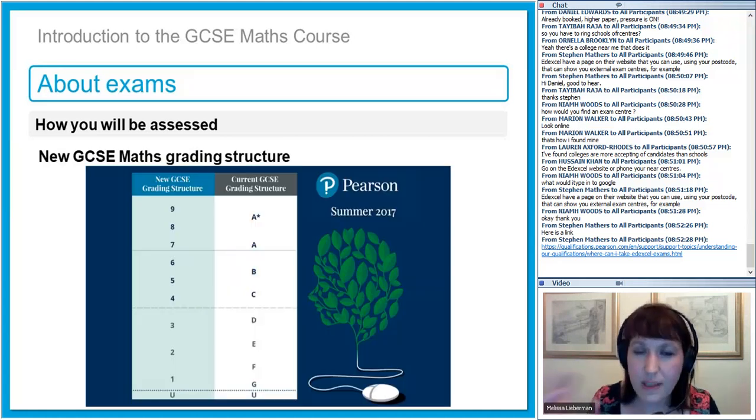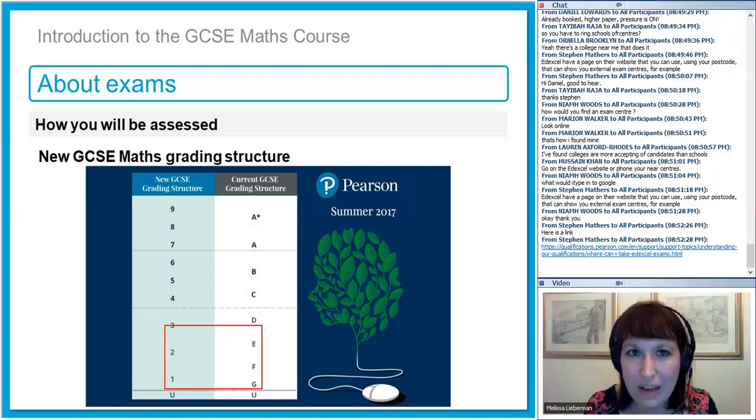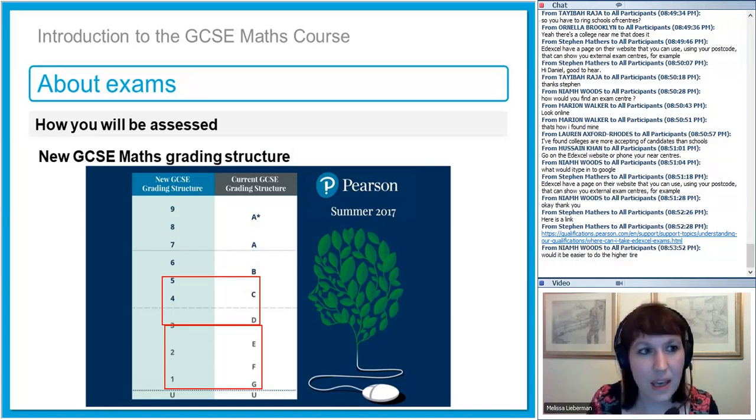So this is the new grading scale, if you've not seen it before. If you were doing the foundation tier paper, as an example, half the questions would be at about this level, so a lower grade 3 down to a grade 1. So the first half of the questions would be about that level, so like a grade B to a grade G. And then the second half of the questions would be about this level, so grades 3, 4, 5, so that's the foundation tier.